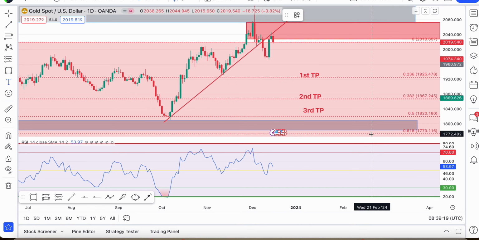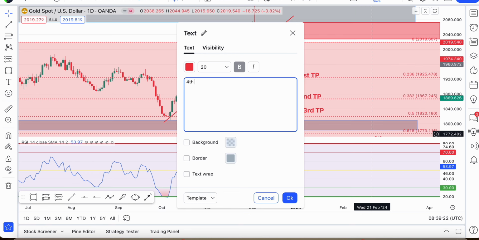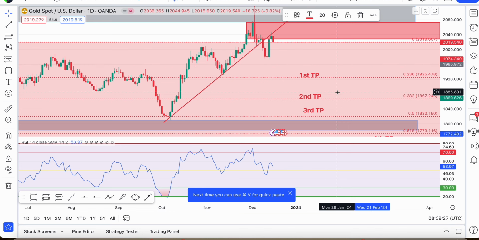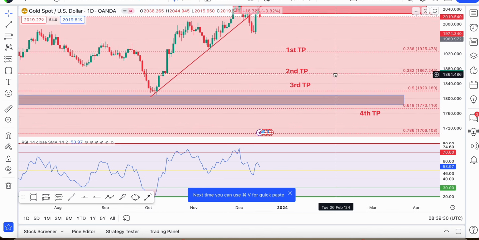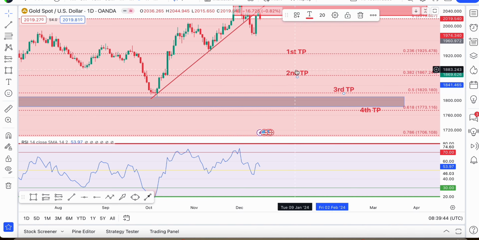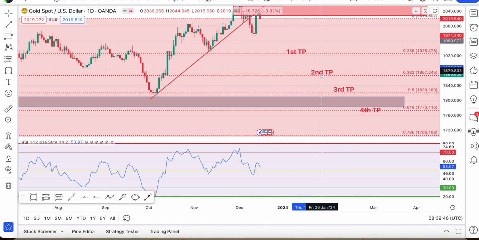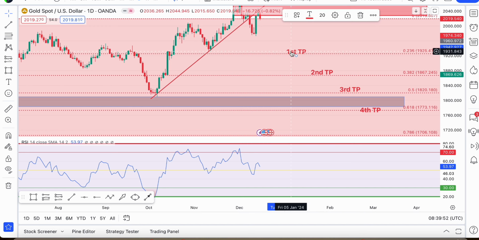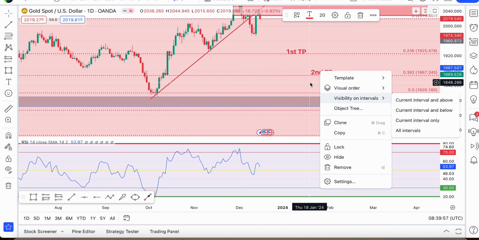Let me take it here. Fourth take profit. Where is it? I'm not seeing it. Okay. Fourth TP. Let me see if I can move it. This is the fourth TP. Let me now move it. I'm splitting them out now, because it's not horizontal, but note that these are potential regions of TP if the market reverses this time.